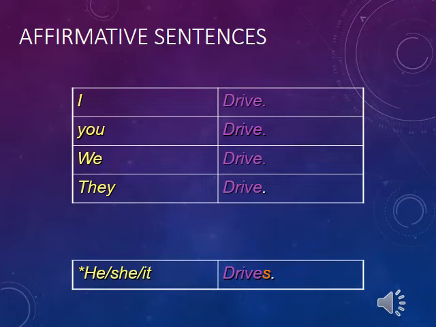As for the third person singular, he, she, and it, we have to add s, es, or ies to the verb. For example, he drives, she drives, and it drives.